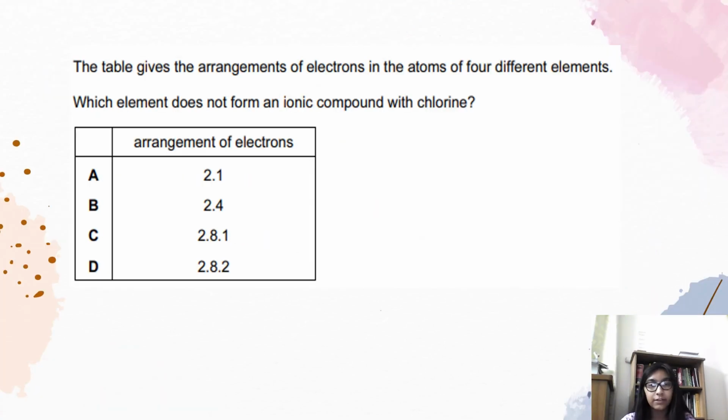The table gives the arrangements of electrons in the atoms of 4 different elements. Which element does not form an ionic compound with chlorine? Chlorine is a nonmetal, so in order to avoid the formation of an ionic compound, we need to find which one of the elements here is a nonmetal. This would form a covalent bond. In the periodic table, only groups 1, 2, and 3 have metals, excluding the transition metals. Also, the number of electrons in the last shell gives us the group the elements are in. So if we look at the options given, only B shows an element belonging to group 4, and so it is a nonmetal. And this, therefore, is our answer.